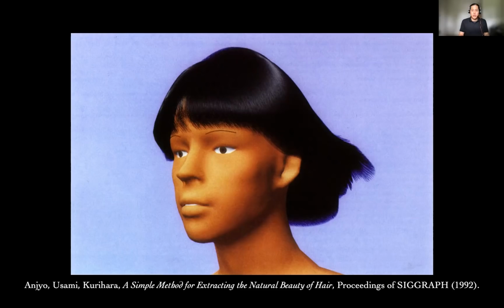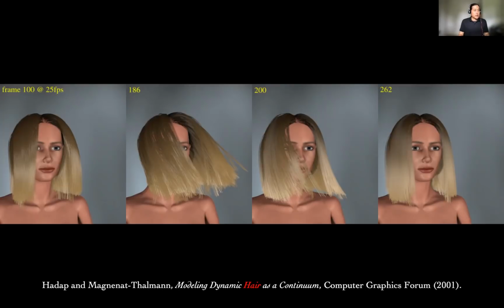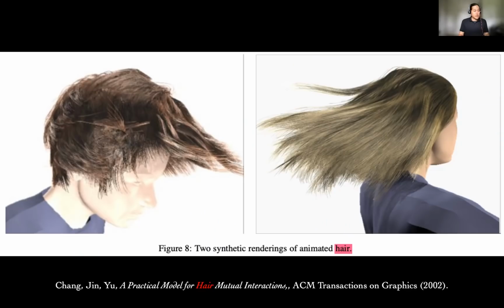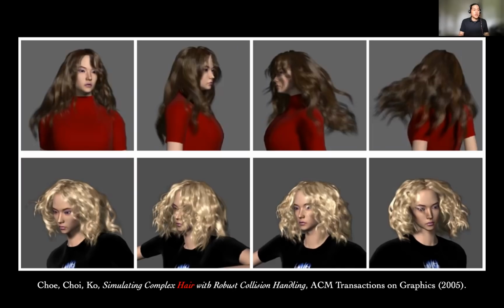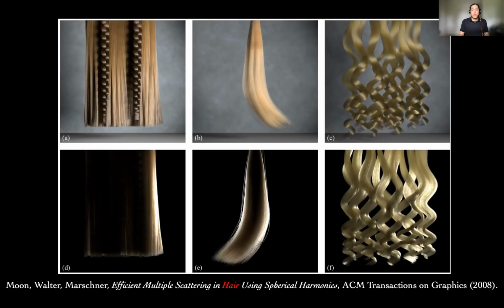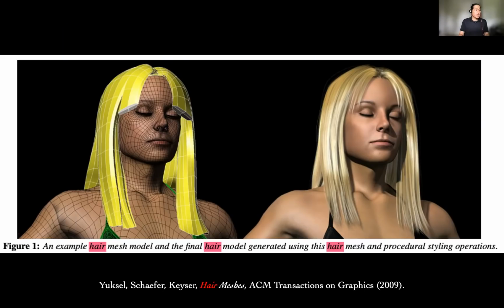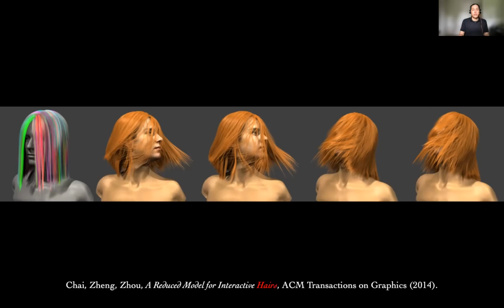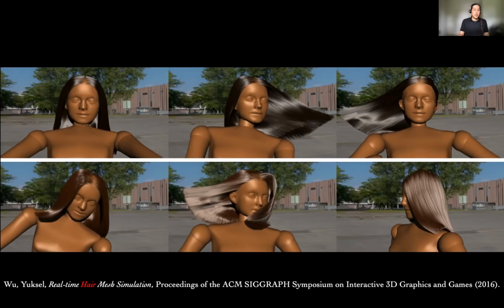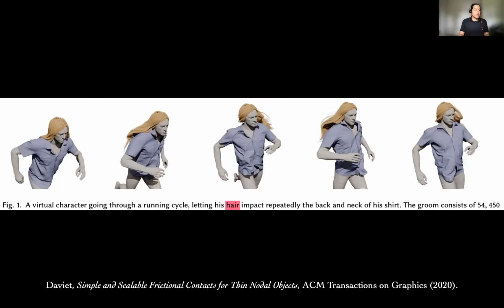All right, so let's look in the technical literature. What kind of hair are we going to see? All right, so we already saw this, straight hair. All right, here is hair from 2001. Again, this is what counts as hair. 2003, this is human hair. 2005, here is complex hair. 2008, this is hair. 2009, this is a hair mesh to generate hair. 2011, this is a reflectance model for hair. 2014, interactive hairs. And 2016, hair meshes. All right, and all the way up to last year, this is a teaser image where we see hair.